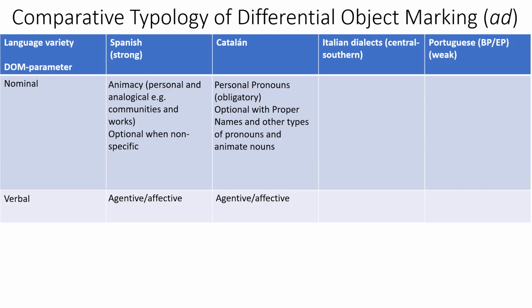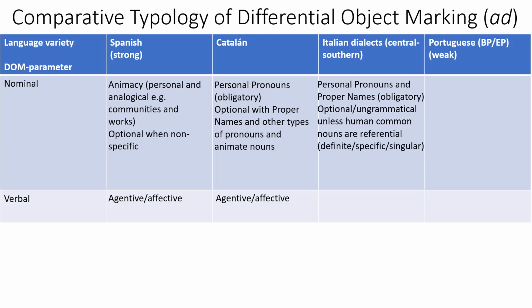In Italian dialects, it's a bit different. DOM is only obligatory on personal pronouns and proper names. Otherwise, DOM is only used if human common nouns are referential. And with Portuguese, it's only with personal pronouns in the first and second singular, and also with divine or superior nouns, which can be either proper or common. And here, the verb tends to denote respect or admiration.